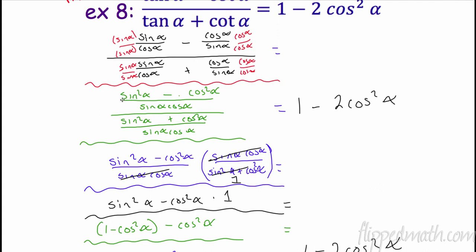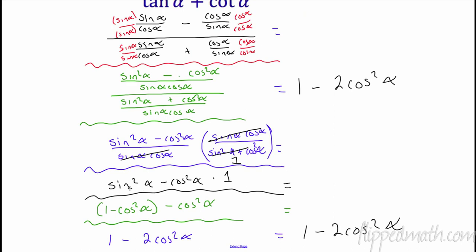Now, from the green to the blue step, what I did was I changed from dividing a fraction to multiplying by the reciprocal. And when I multiply by the reciprocal, I could cancel out the sine alpha, cosine alpha here and here. I knew that sine squared alpha plus cosine squared alpha equaled 1. So that left me with sine squared alpha minus cosine squared alpha times 1, which is just sine squared alpha minus cosine squared alpha.